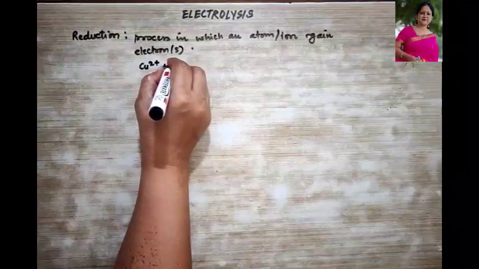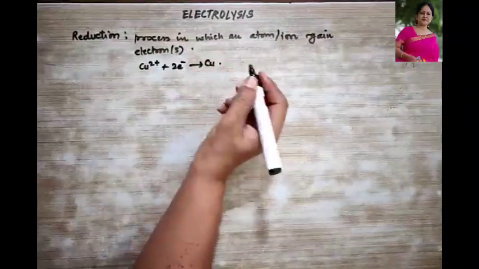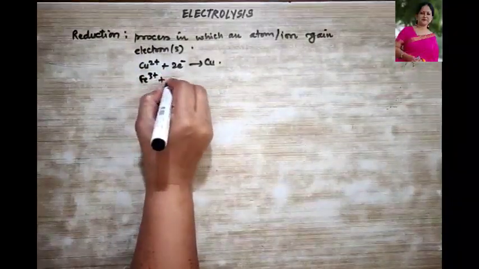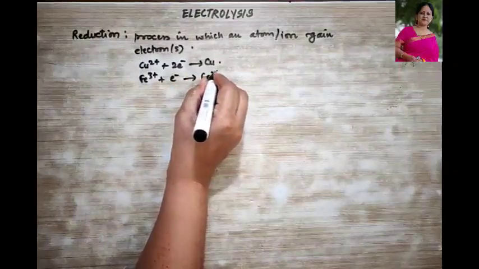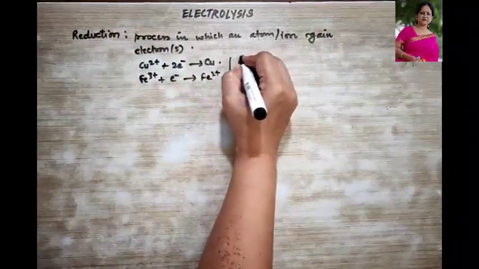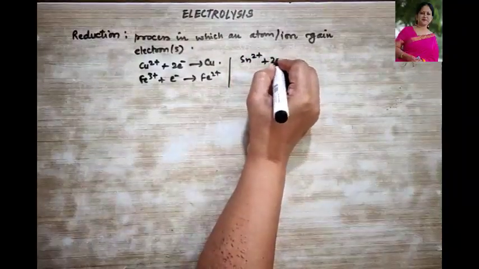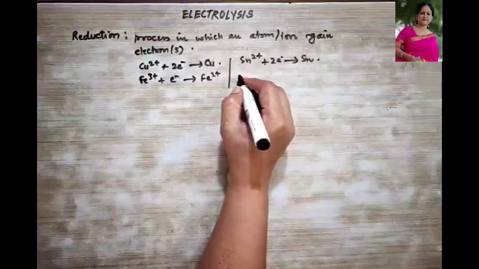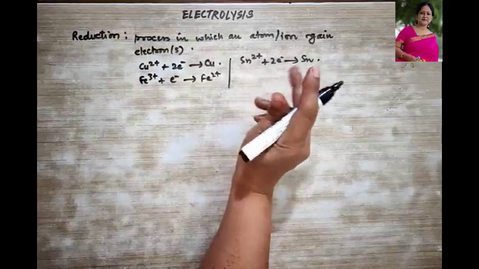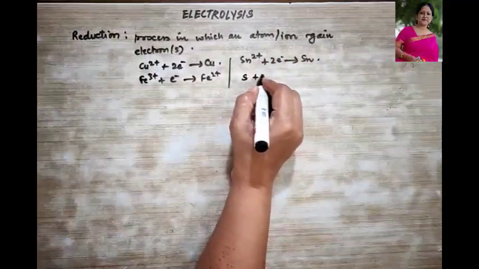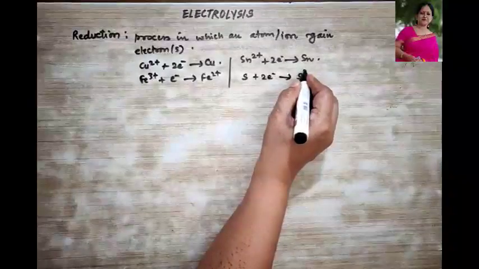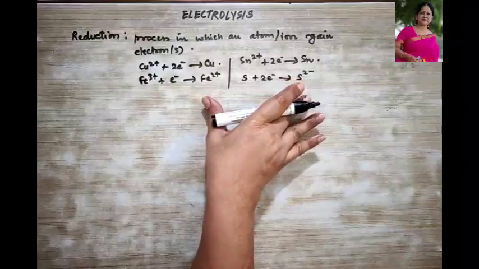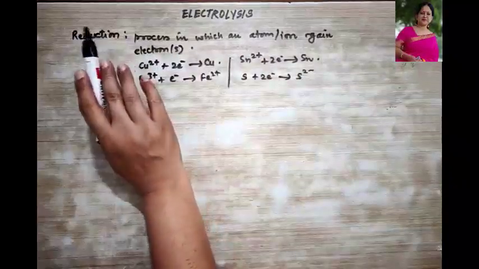Cu2+ plus 2e- forms copper, or Fe3+ plus e- gives you Fe2+, or Sn2+ will accept 2 electrons and form an atom. Then sulfur can also accept 2 electrons and form S2-. So here, what did we understand? That an atom or ion gaining electrons shows reduction.